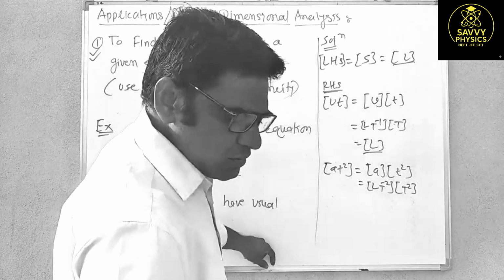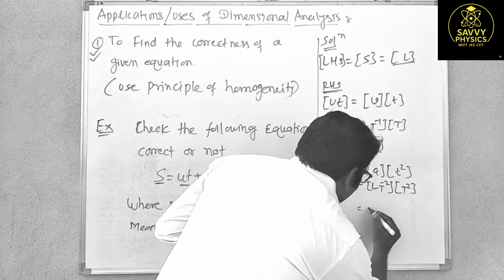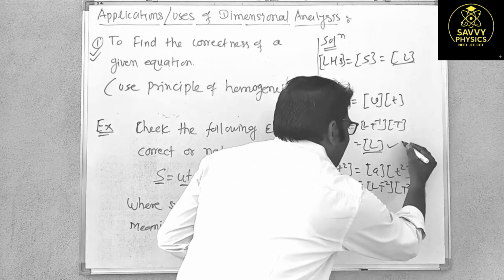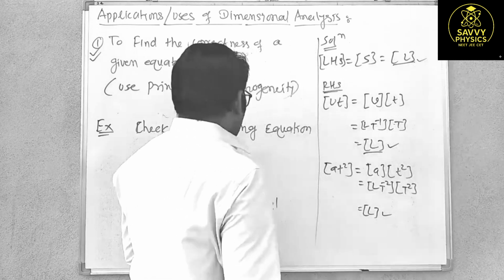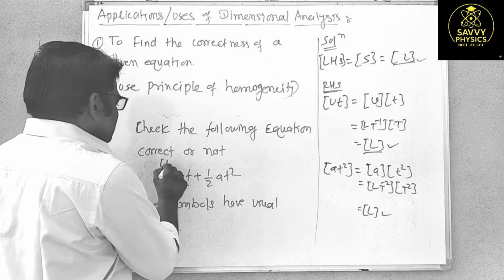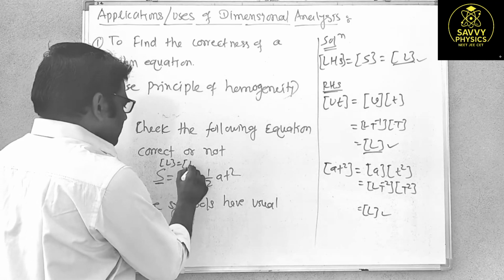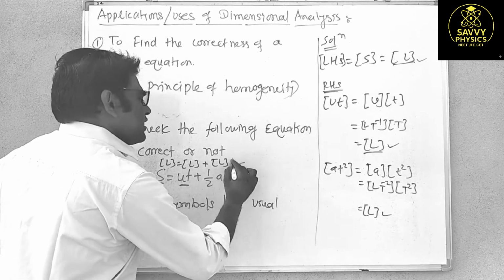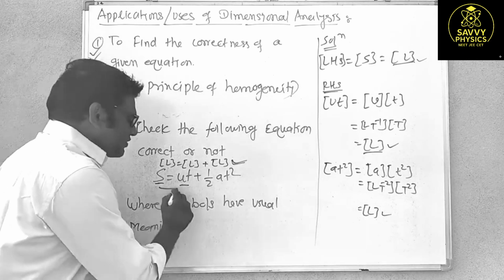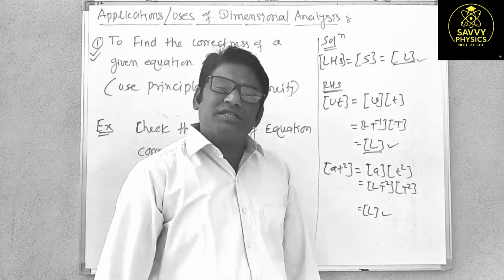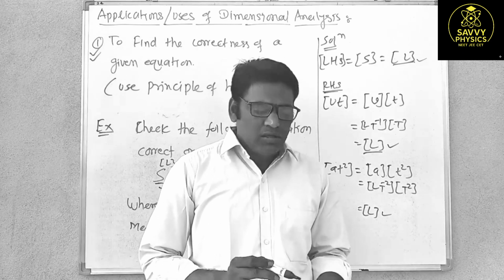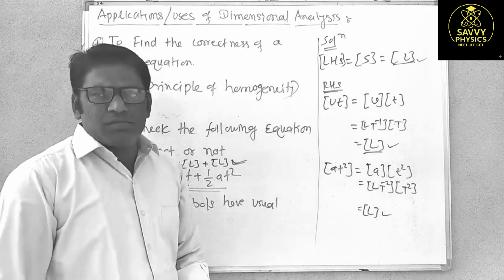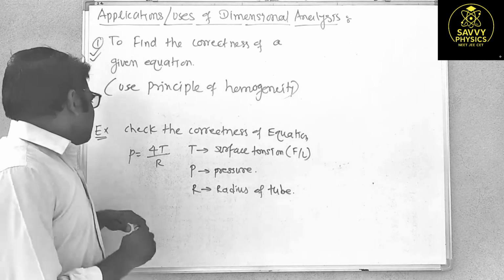Now look, this will be L T to the power minus 2 plus 2, which is T to the power 0. So only L. So the dimensional homogeneity principle is satisfied. So this equation is correct. In this way you can solve. We can check the correctness of an equation. Note down this. We will solve another. So now look, example number 2.